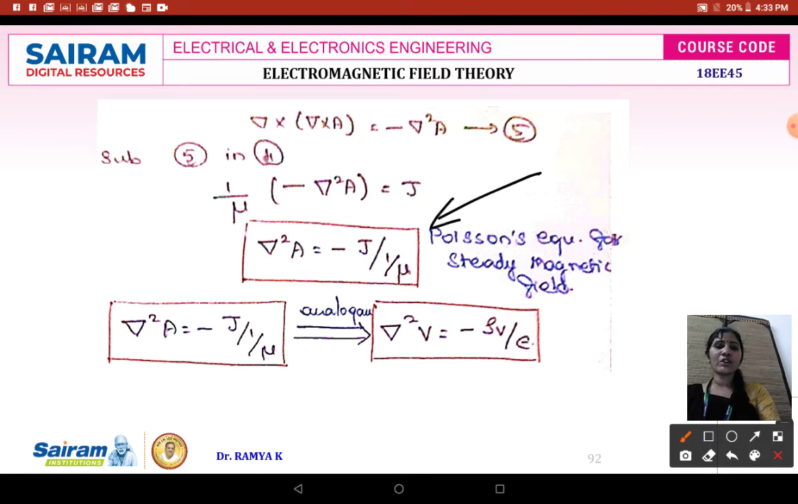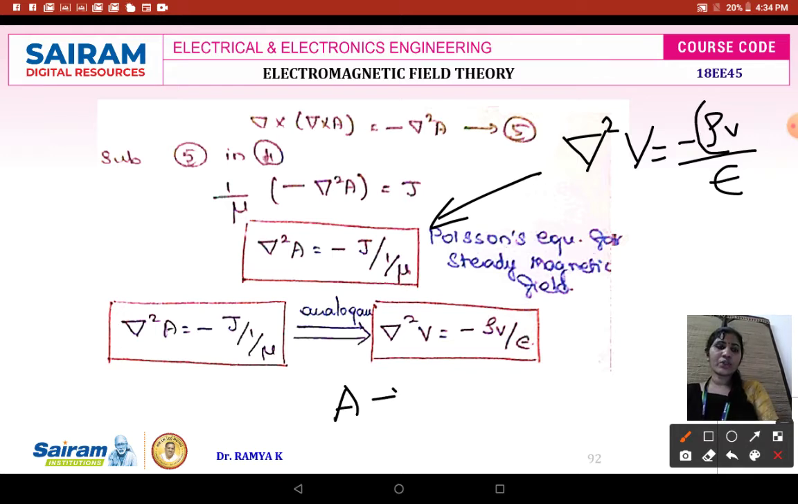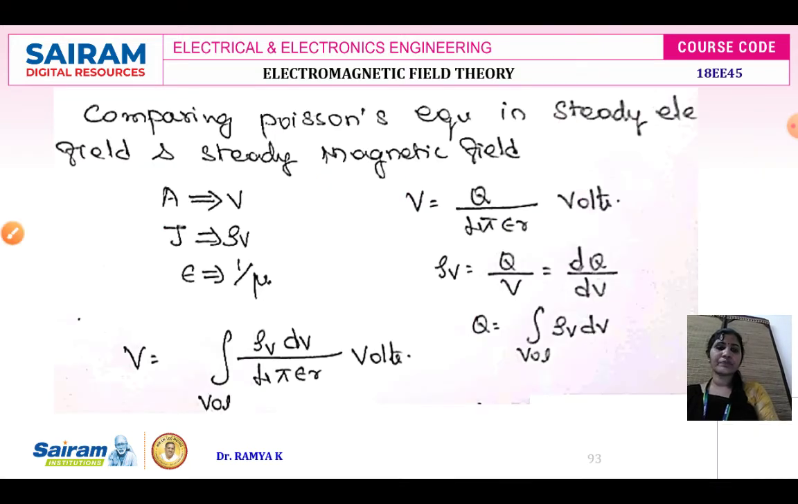This looks like Poisson's equation in magnetostatics. So compare this equation with Poisson's equation in electrostatics: Laplacian of V is equal to minus rho V divided by epsilon. Just compare these two equations. Here A is analogous to V, J is analogous to rho V, and epsilon is analogous to 1 divided by mu. So V is equal to Q divided by 4 pi epsilon R. It is the general form of your potential.